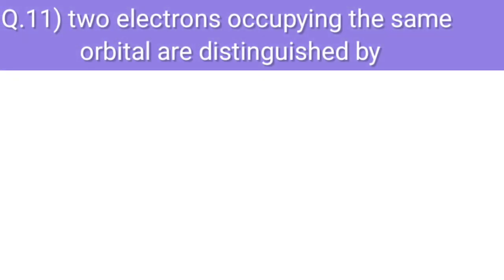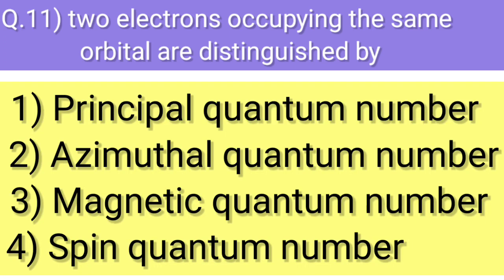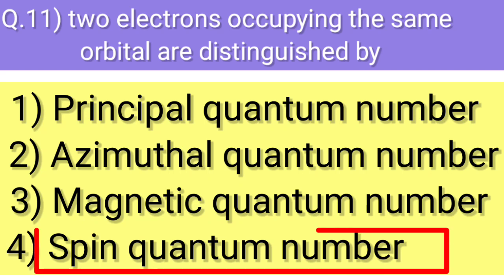The 11th question of the day: 2 electrons occupying the same orbital are distinguished by principal, azimuthal, magnetic, or spin quantum number. The correct option is option number 4. The spin quantum number distinguishes them.